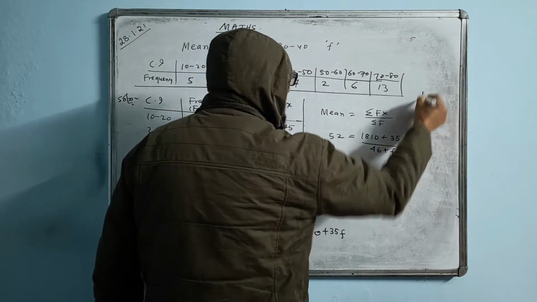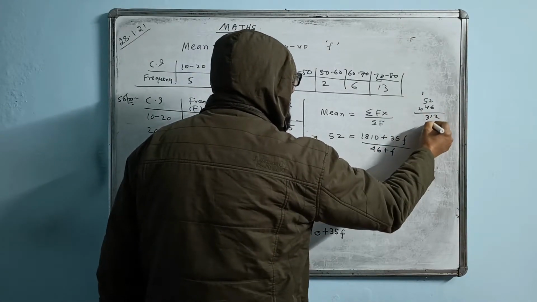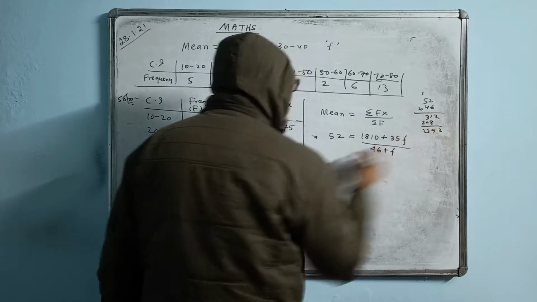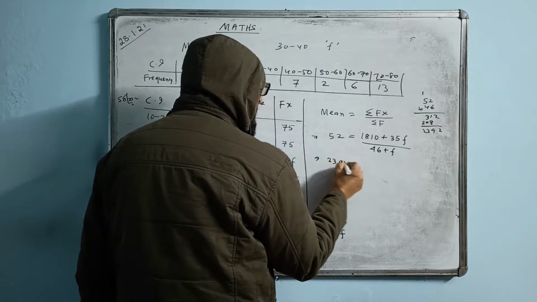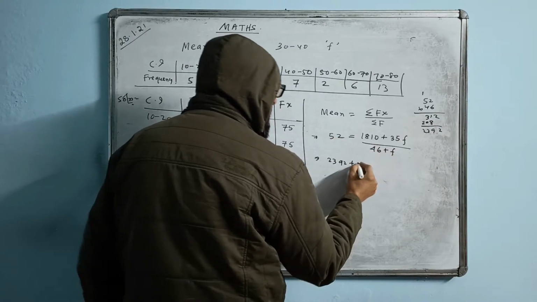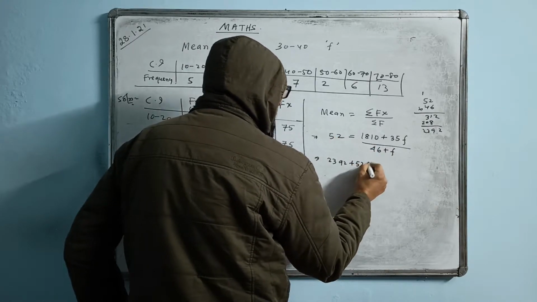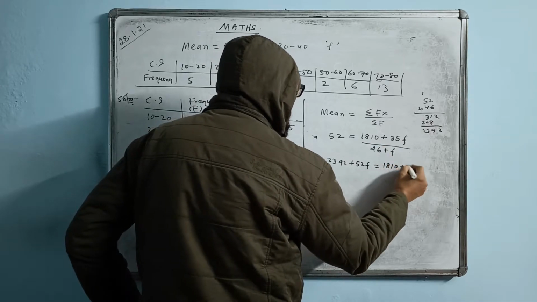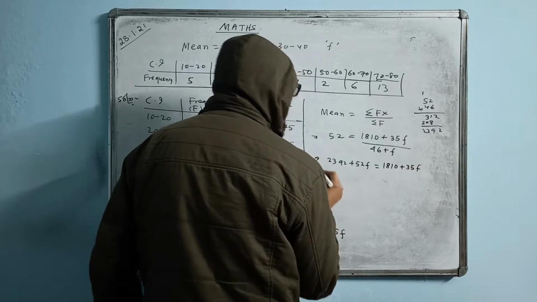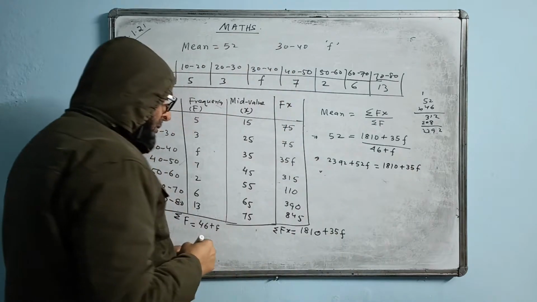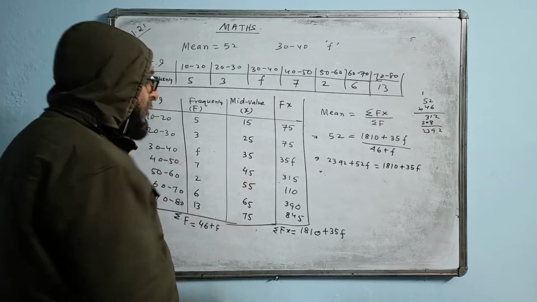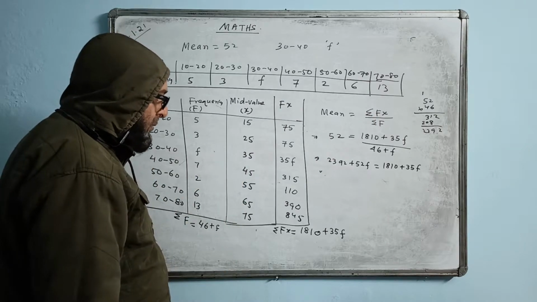6 2s are 12, carry 1, 31, 2392. I write 2392 plus this into this, 52f is equal to 1810 plus 35f. Check if the calculations are correct here. Please check once.